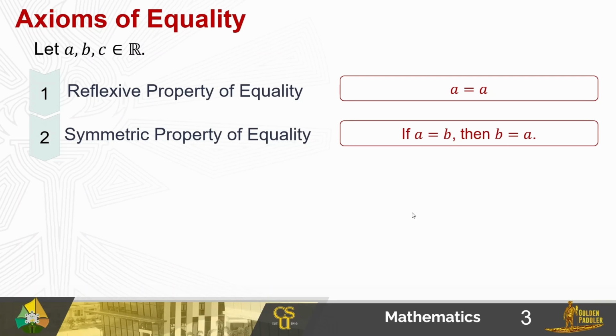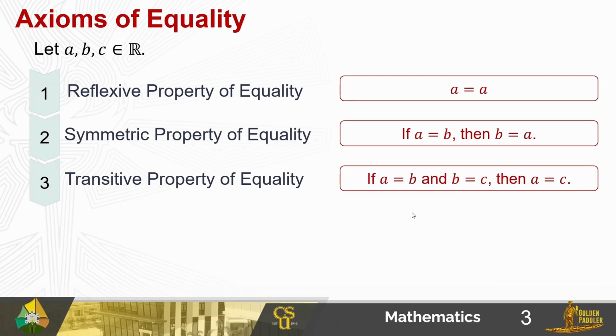The third is what we call the transitive property of equality. It says that if A is equal to B and B is equal to C, then A is equal to C. Transitive property, you can transfer. If A is equal to B and B is equal to C, then A can be directly equal to C.